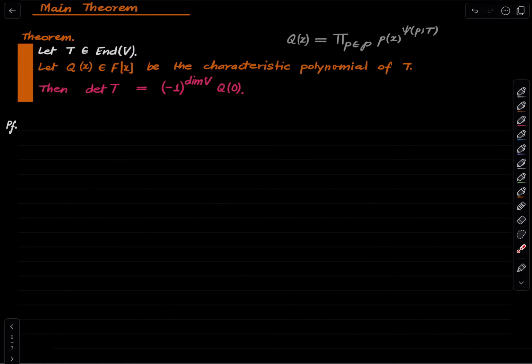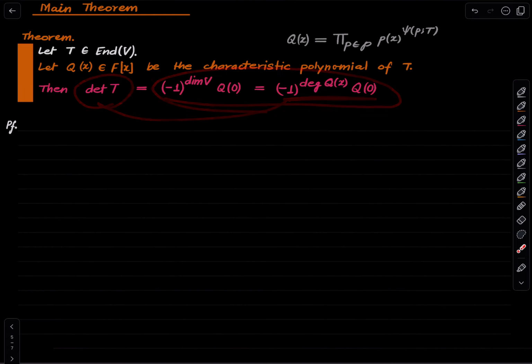Okay. But one should know that the dimension of the vector space is the same as the degree of the characteristic polynomial. So perhaps a better looking expression would have been that this is equal to minus 1 to the power degree of the characteristic polynomial times q of 0. So now we can say that if you know the characteristic polynomial of T, you know the determinant of T. That's perhaps a better way to say it. Of course, it's the same thing, but anyway.